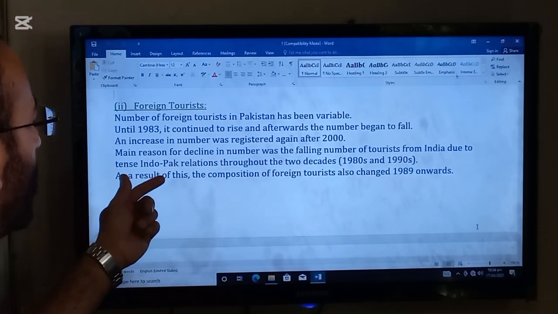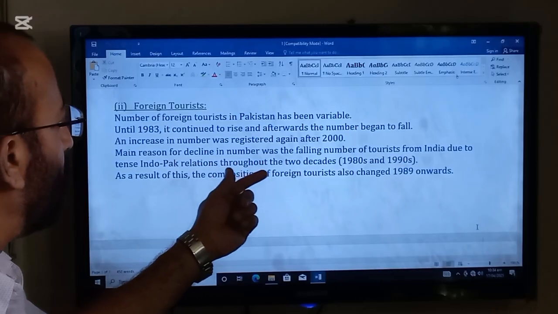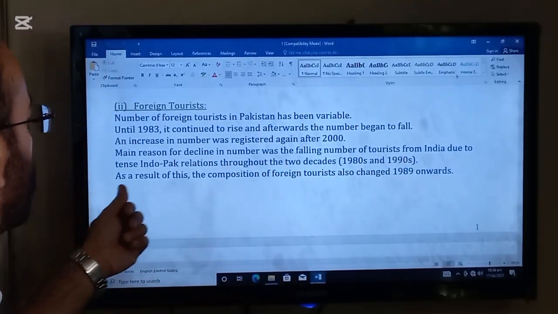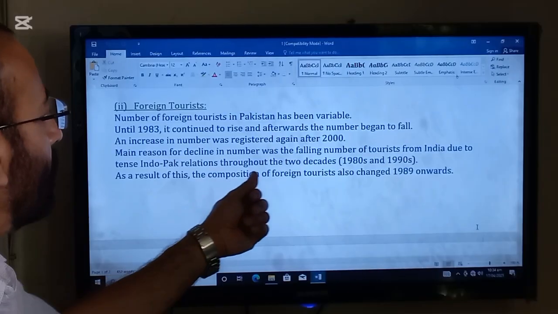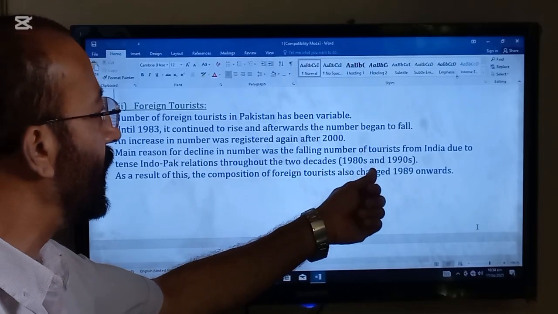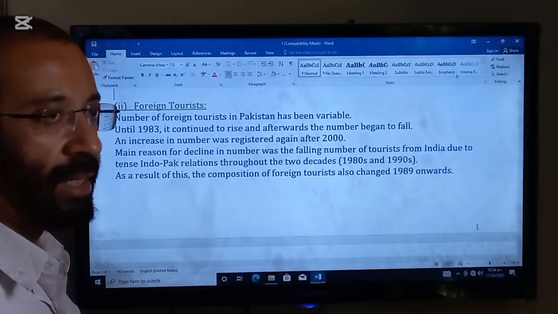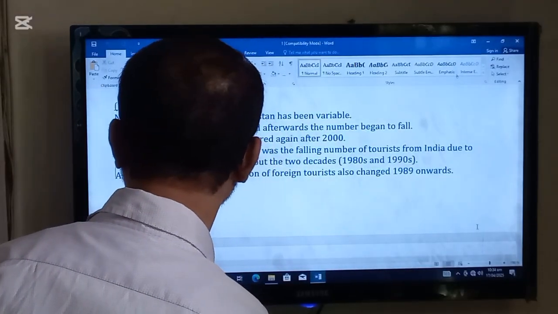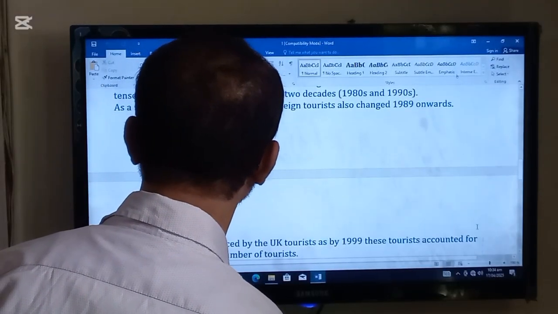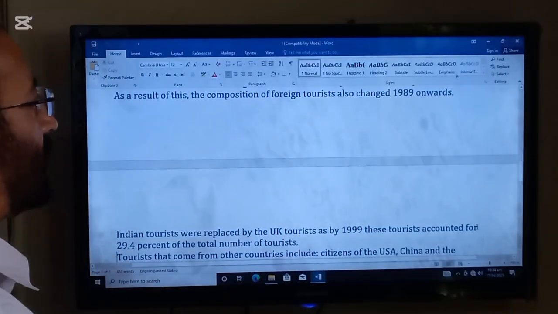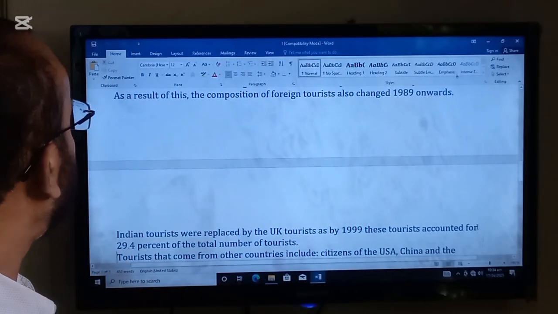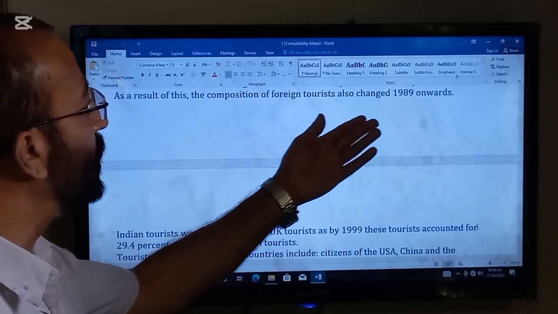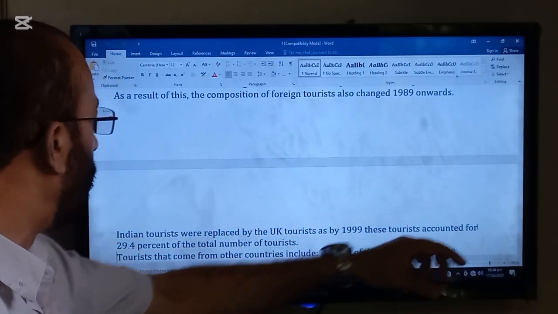So the main reason for the decline in number was the falling number of the tourists from India due to tense Indo-Pak relations throughout the 2 decades, that is the 1980s and 1990s. So the tense relation between Indo-Pak is the main reason of decreasing international tourism in Pakistan. As a result of this, the composition of the foreign tourists also changed from 1989 onwards.